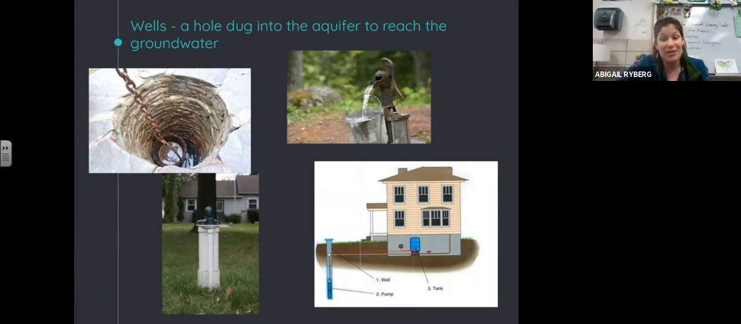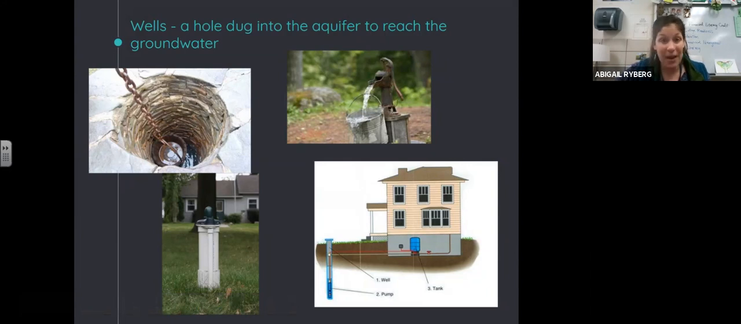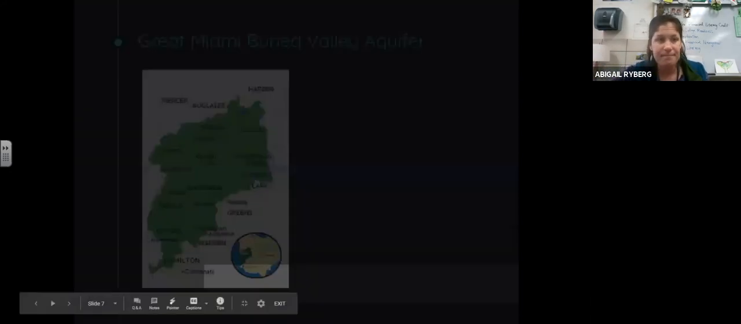A lot of people still use this, especially if you live on a farm or something. But this bottom left picture is a realistic current day well that someone that doesn't have access to city water may have installed. So there are companies that come install this system, and that well truly does just drill down into the ground, access the water, and then it basically acts as a pump into the house.